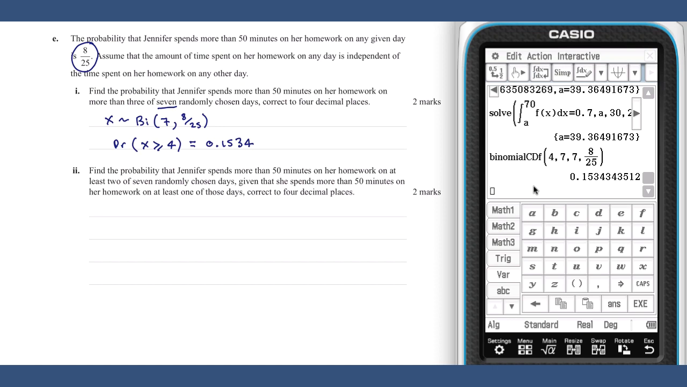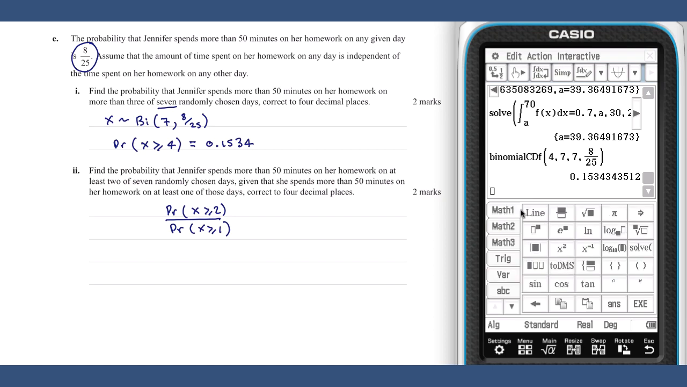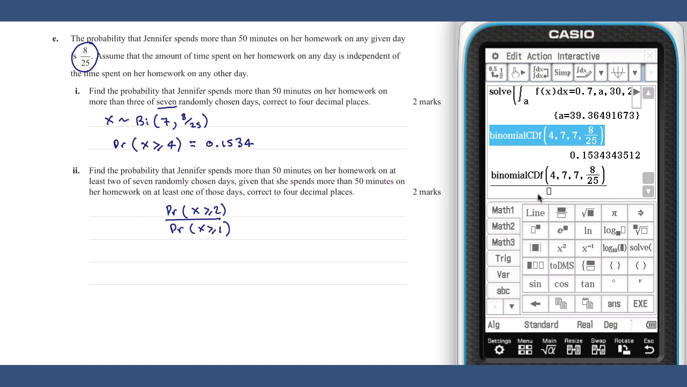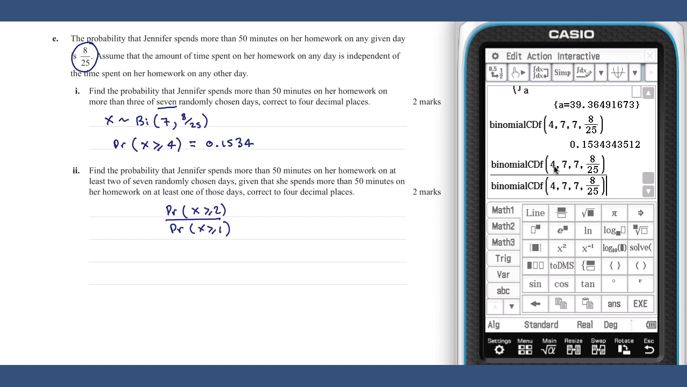E part 2, we are asked to calculate the probability that Jennifer spends at least 2 days on her homework, given that she spends at least 1. The value of this fraction can be calculated using a similar structure to the one used in part 1. Changing the top line to go from 2 to 7 and the bottom line to go from 1 to 7, we can obtain the probability required.